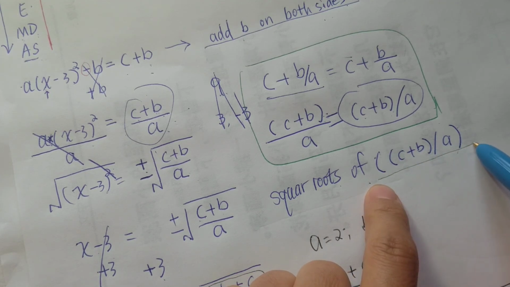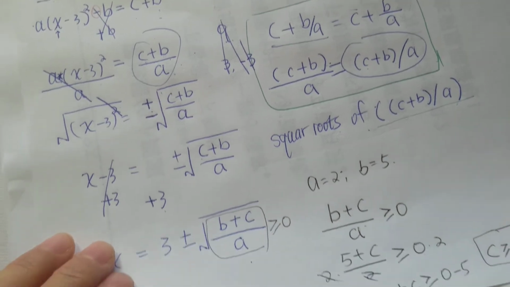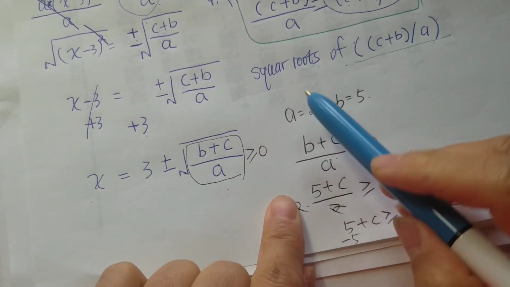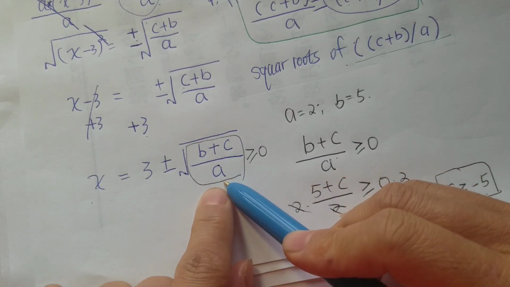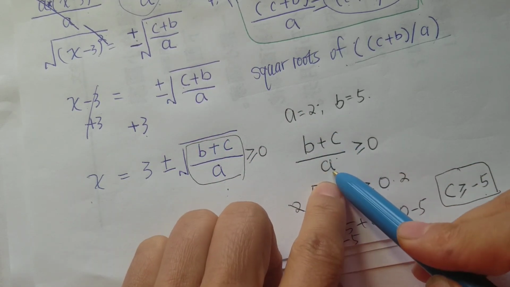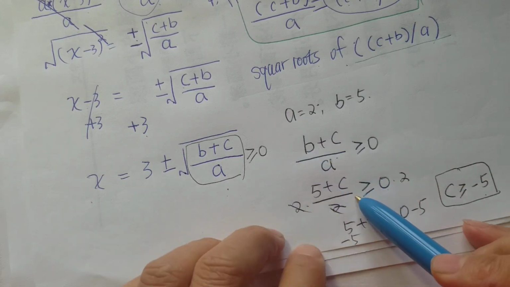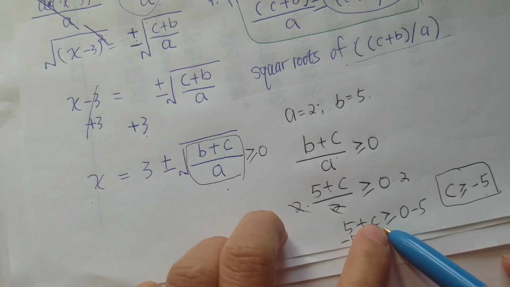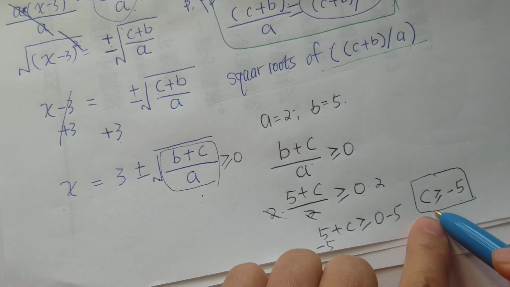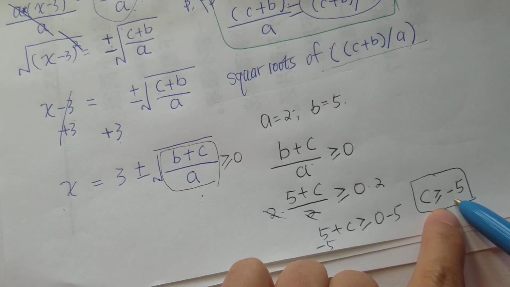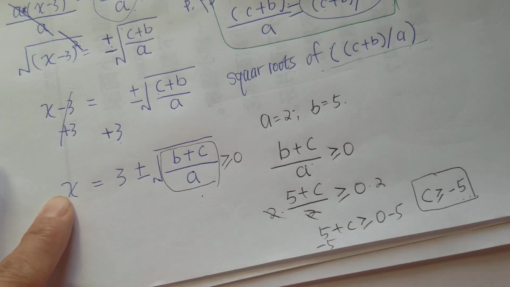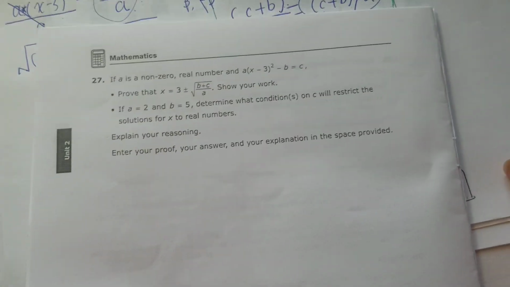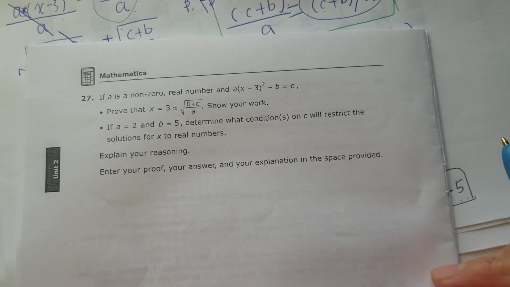And for the second part, you just need to focus on the expression under the radical and substitute the given values, then solve for c. In that case, if your c is greater than or equal to negative 5, all your x are going to be real. This is all for question number 27, and we are done for that package.